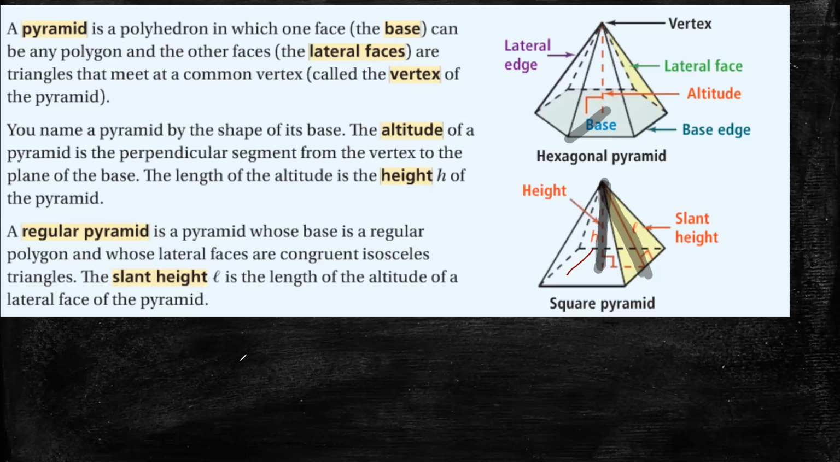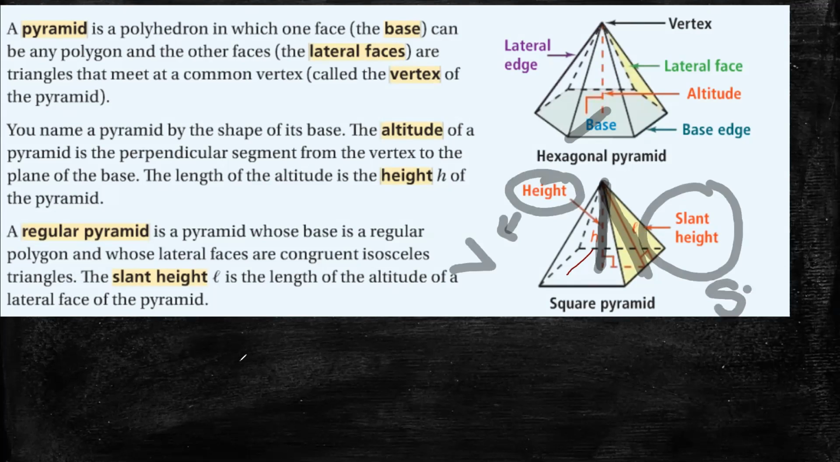Also here we have to differentiate between two things: the height and the slant height. To find the surface area, you will use only the slant height. The height I will use to find the volume. So I need the height to find the volume, and the slant height to find the surface area. We must differentiate between them.